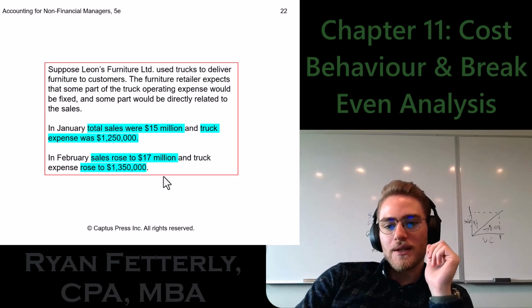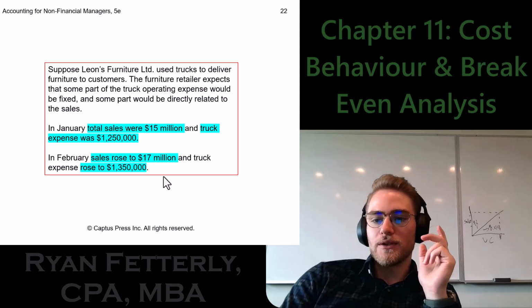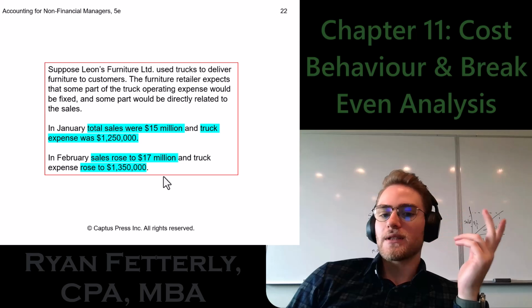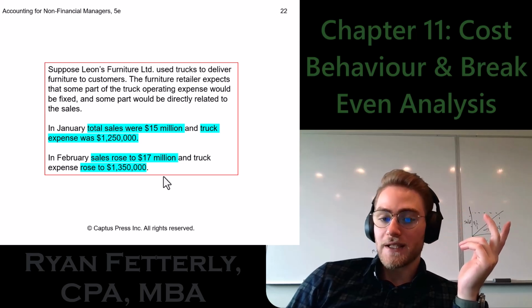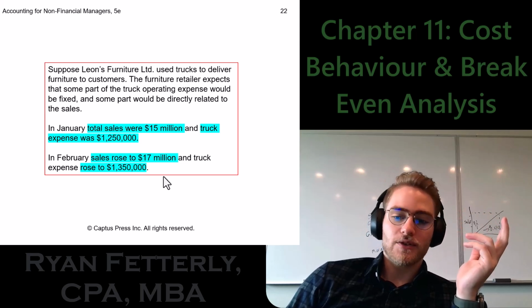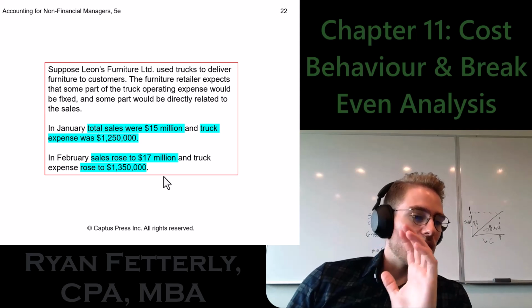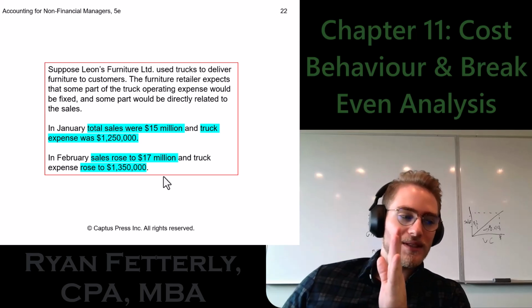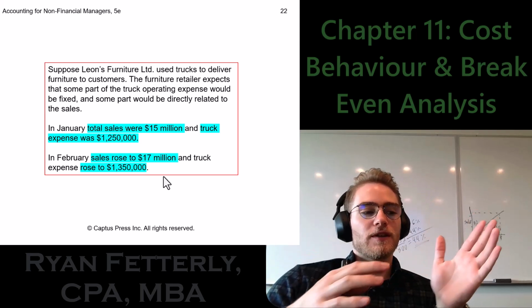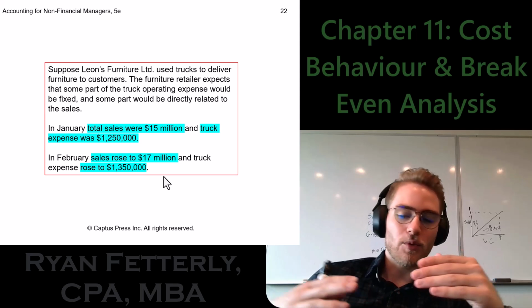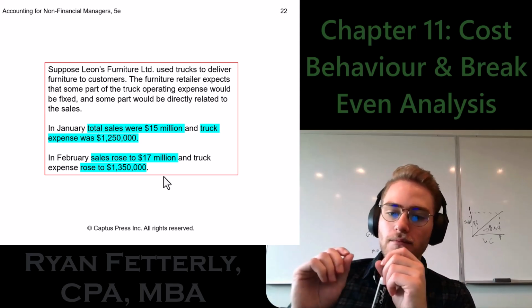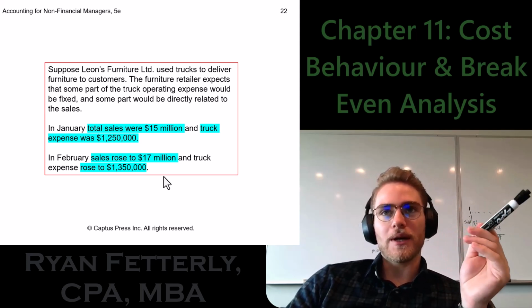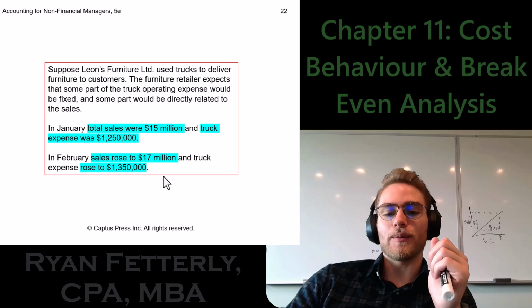So suppose Leon's Furniture Limited uses trucks to deliver furniture to customers. The furniture retailer expects that some part of the truck's operating expense would be fixed and some part would be directly related to sales, right? But we don't really know how much. All we know is that our total shipping truck costs go up with sales, and we know some part is fixed and some part variable, but we don't know the fixed portion, we don't know the variable portion. But we do have two data points, right? And if you remember any type of linear algebra, you're probably seeing where I'm going with this.